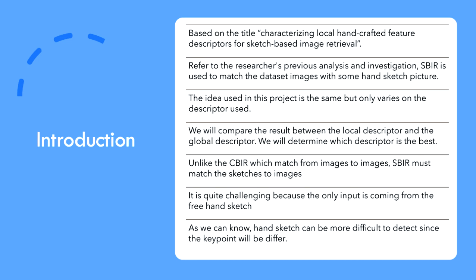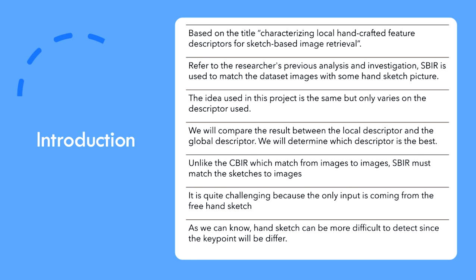focus on how we compare the best local handcrafted feature and see the matching accuracy. So, referring to the researchers' previous analysis and investigation, SBIR or Sketch-Based Image Retrieval is used to match the dataset of images with some hand sketch picture.